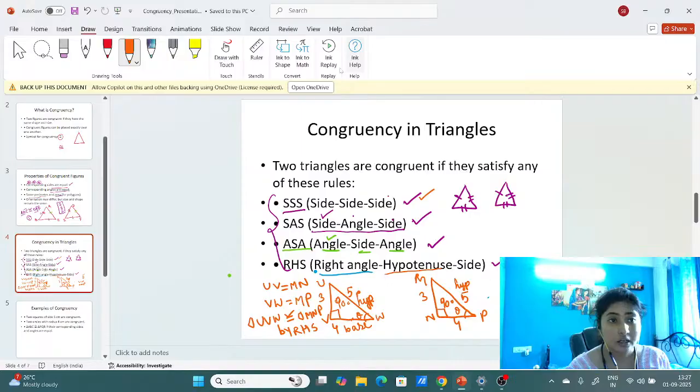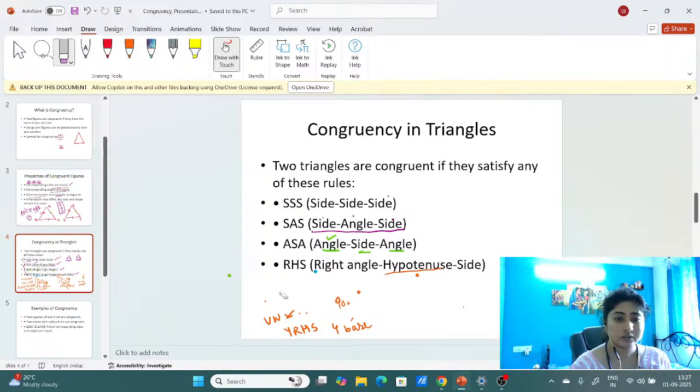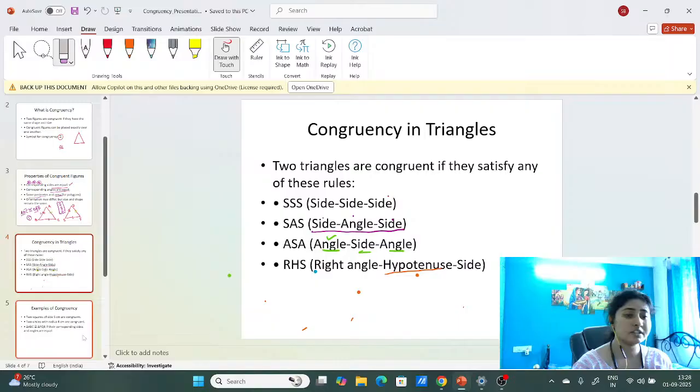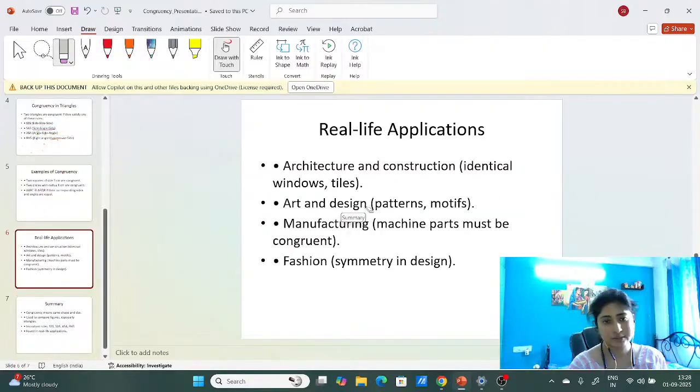So now we will discuss what the practical uses are. Where do we use this concept of congruency? So let us understand that. Just going to the next slide. This slide we will come to later. Now just come to this page.